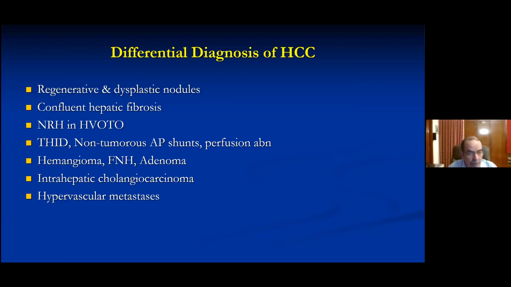There's a long list of differentials for HCC. We won't have the time to go into all of these, but remember we have to distinguish HCC from the commonly occurring regenerative nodules and dysplastic nodules. And I talked of that in answer to a question in the break. Then confluent hepatic fibrosis typically occurs in the anterior segments of the right lobe, is associated with capsular retraction and shows delayed enhancement. NRH and HVOTO, and of course, arterioportal shunts can also mimic hepatocellular carcinoma.